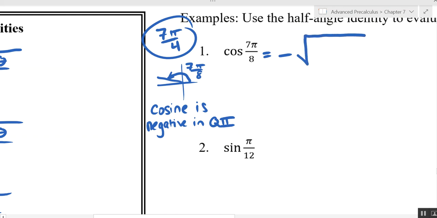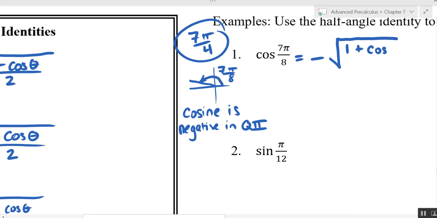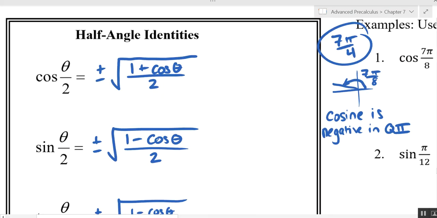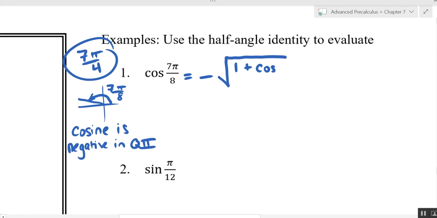So it's equal to the square root of 1 plus cosine of theta. And here, remember with the formula, because we're making the transition from theta over 2 to theta, from the left side to the right side, we have to double the angle that we're trying to evaluate. So instead of 7 pi over 8, I'm going to write 7 pi over 4, and that is all over 2 underneath the radical.